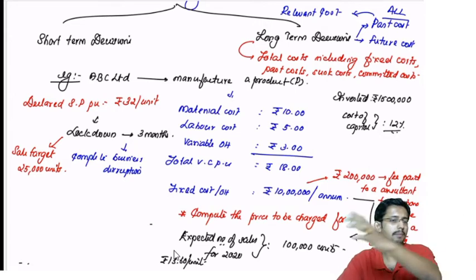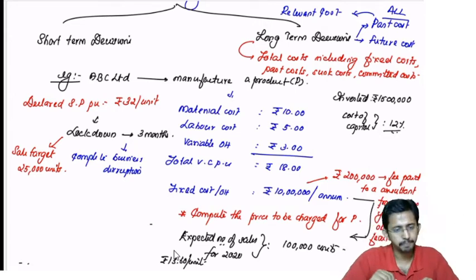Okay, you called up your marketing manager, you called up your production manager, everybody came. The production manager and the marketing manager said, see, sir, your target was 25,000 units per quarter. But considering this COVID situation, if you want to achieve that target of 25,000 units, you need to reduce the selling price from 32 rupees to 20 rupees. Okay, that is the idea given by the marketing manager.